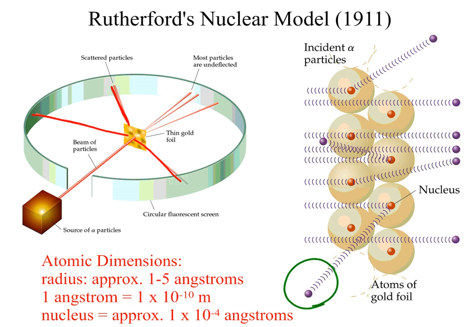A little bit of information about the atom. Atoms are approximately 1 to 5 angstroms in diameter. And an angstrom is 10 to the minus 10th meters. And then the nucleus is about 10,000 times smaller than the atom. So really, a significant amount of the atom is just empty space where these electrons with very little mass are moving around.